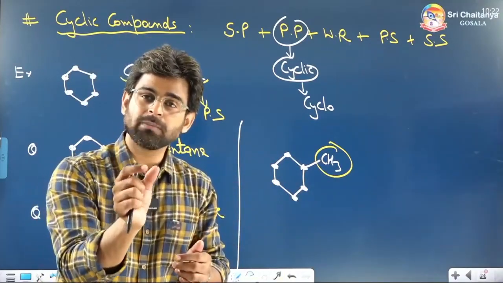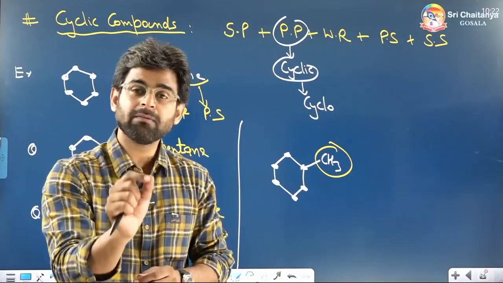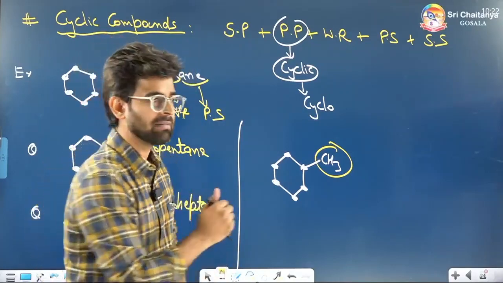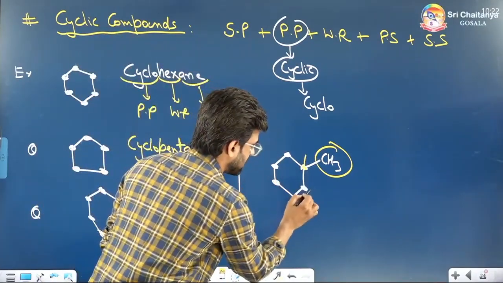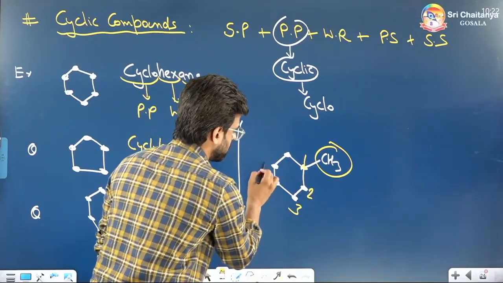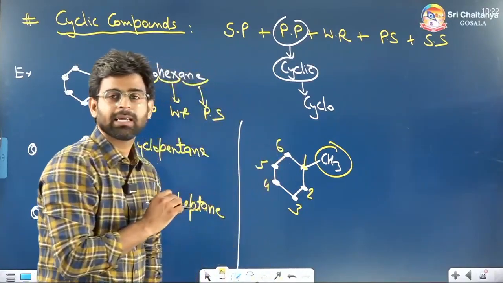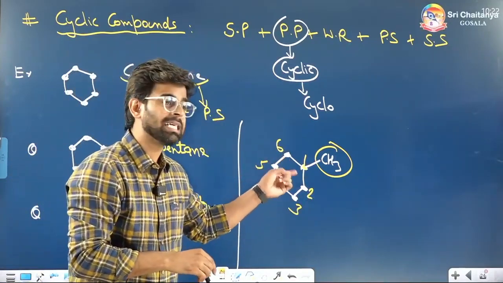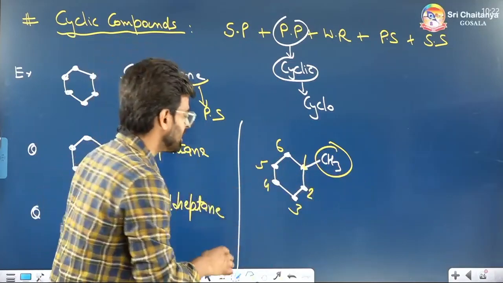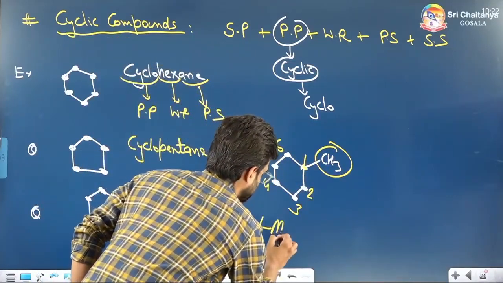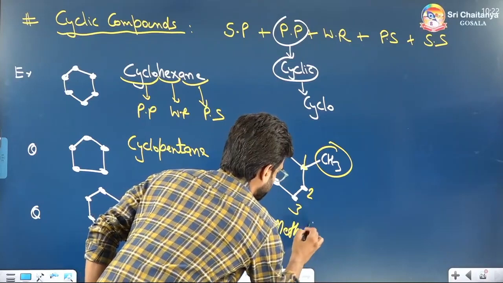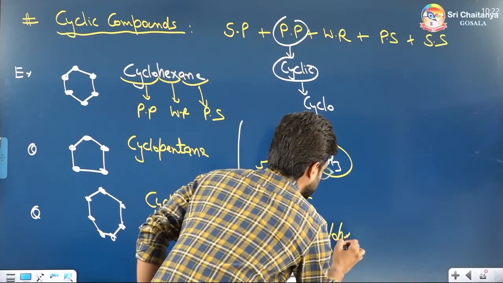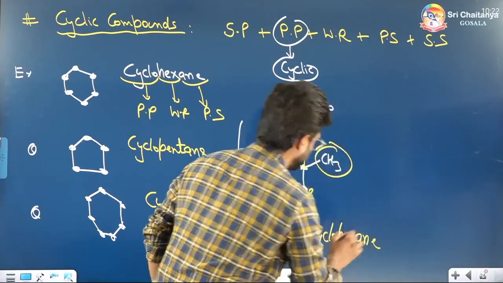We know how to do numbering of the parent chain. How? We have to give the lowest locant, the lowest position. So I will start from here. Look at this, 1, 2, 3, 4, 5, 6. First I am choosing my main chain as the cyclic chain, and then I am giving numbering. So what is the name, beta? 1-methyl. Then what will come? Cyclo, then hexane. 1-methylcyclohexane.